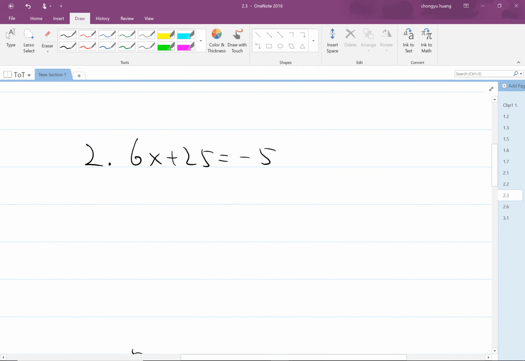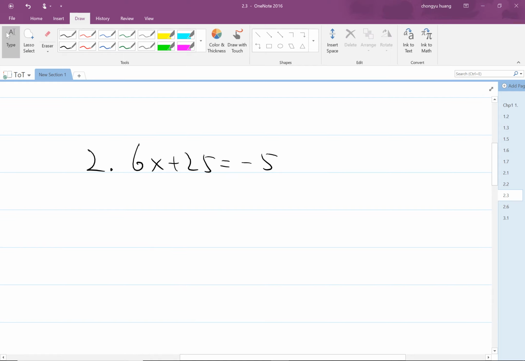Question 2 is actually quite similar. It's the same steps as question 1, right? So what we have over here is 6x. We're moving 25 to the other side, so it becomes negative 25, right? And then we have 6x equals negative 5 minus 25, so it's negative 30, right? After that, what we have is negative 30 divided by 6, which is negative 5, right?